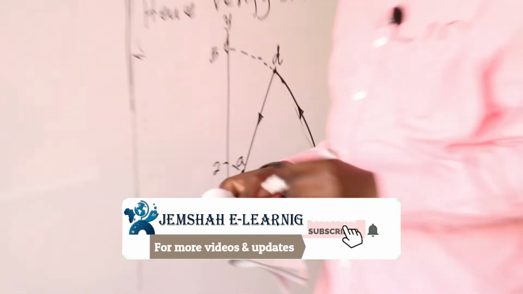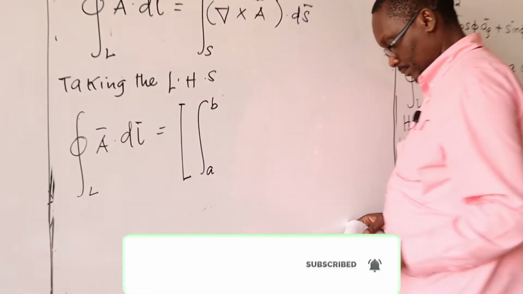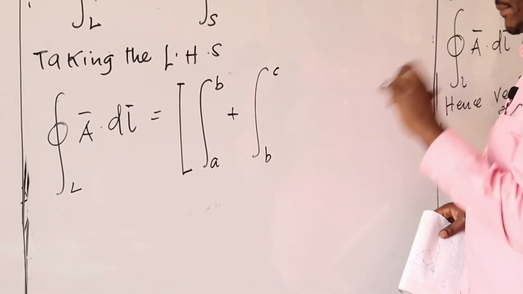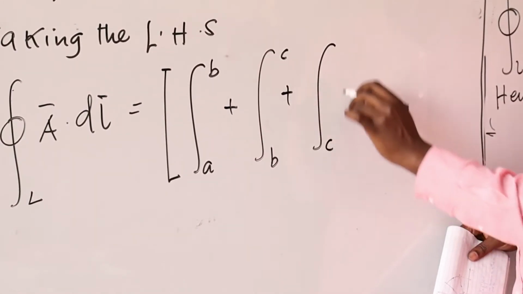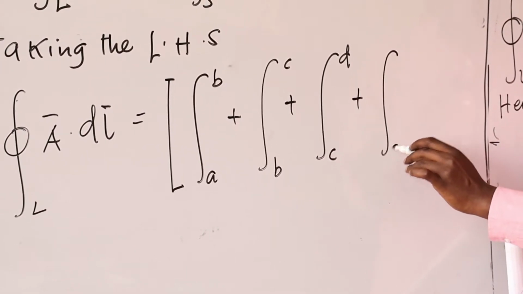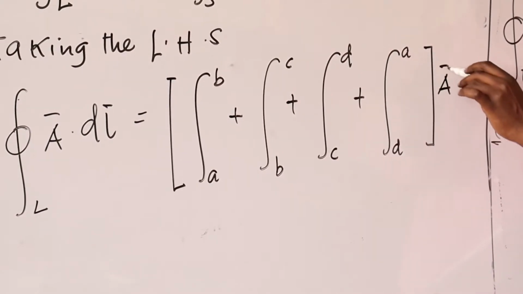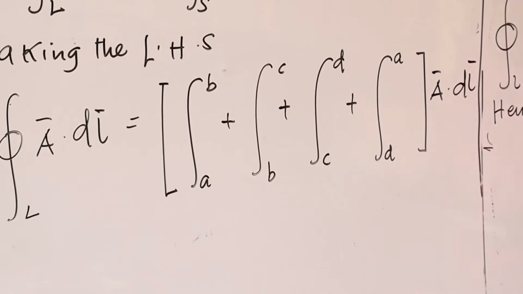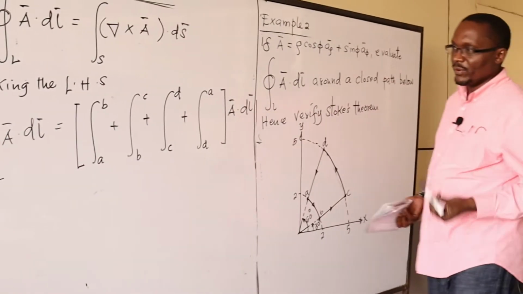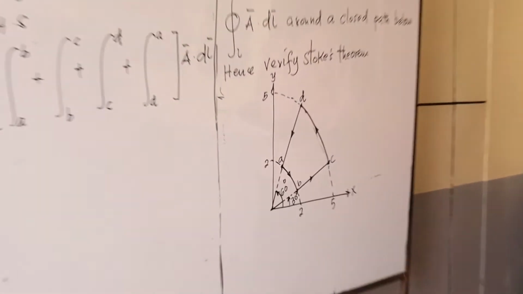So we are going to represent that closed path as the integral from A to B, plus the integral from B to C, plus the integral from C to D, then finally plus the integral from D to A, of vector A dot dL bar. So we have to take each portion at a time. Now, maybe before looking at the integral from A to B, we can come back and look at this drawing keenly.